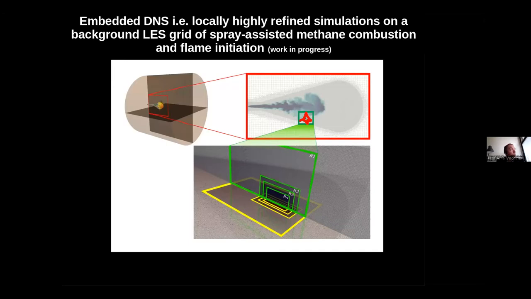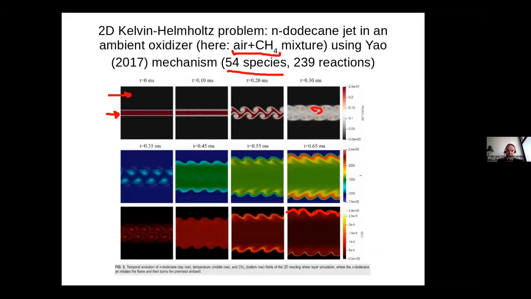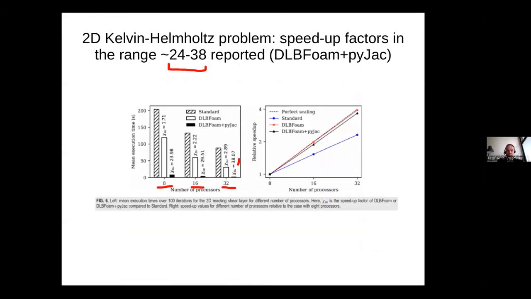The time required to calculate the Jacobian matrix. Perhaps it makes sense to simply look at these test problems where we report, let's say, the relative speed up when you switch on DLBFoam, and then when you go from DLBFoam to pyJac. DLBFoam alone means in this case that you have the standard approximation of the Jacobian. But then when you turn on pyJac, you have the analytical estimation. Based on this, you see the factors are given relative to the standard case, but anyway, it's 2.8 and 38. So you greatly reduce the computational time, the mean execution time, if you go to pyJac.